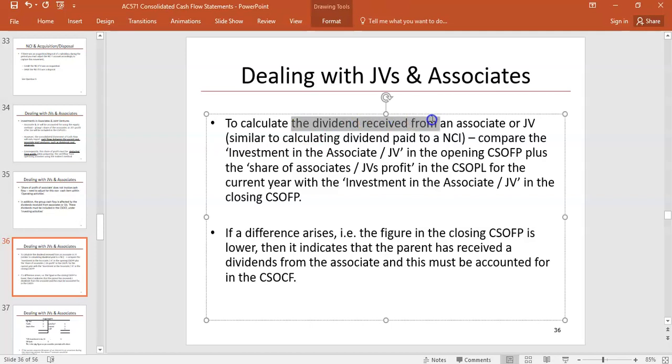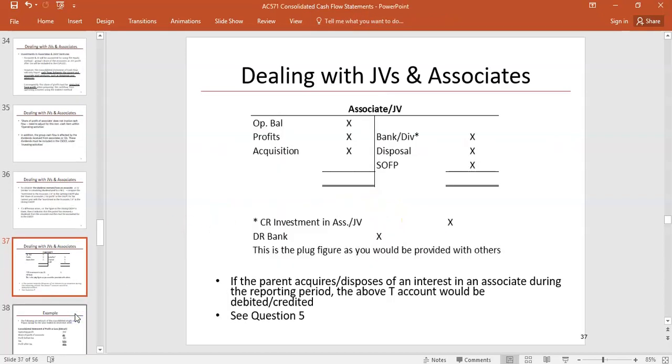So to calculate the dividend received, which is always the plug figure, you're looking for the plug figure which goes to cash flows. You will be comparing the opening balance to the closing balance and seeing can you explain it. Exact same as what we've just done with the NCI dividend, except you need to know your debits and credits. So for example, the T account for the associate would have an opening balance in the debit, which you will be given in the statement of financial position. The profit for the year, which will be given in the P&L. If you had an acquisition or disposal during the year, that's where they would be slotted in. So you would have all of those given.